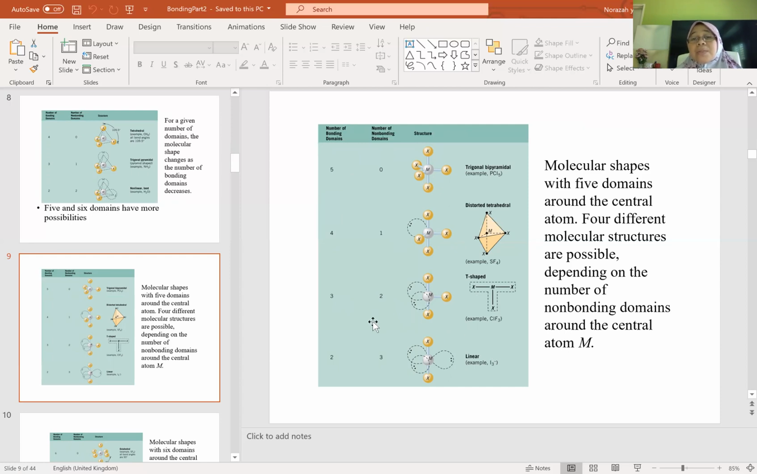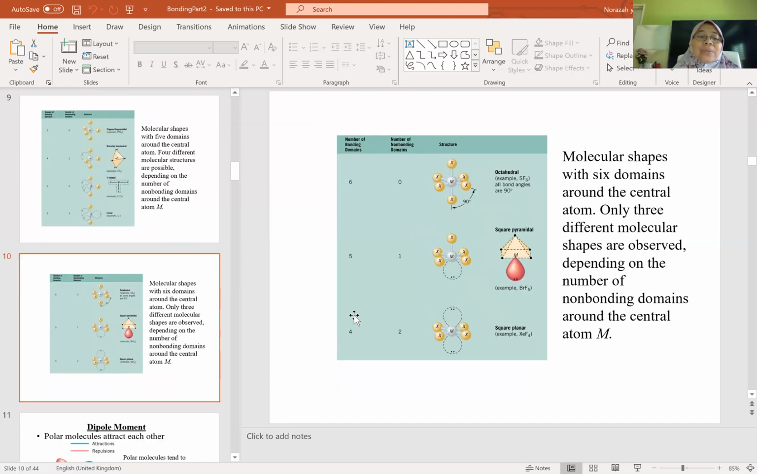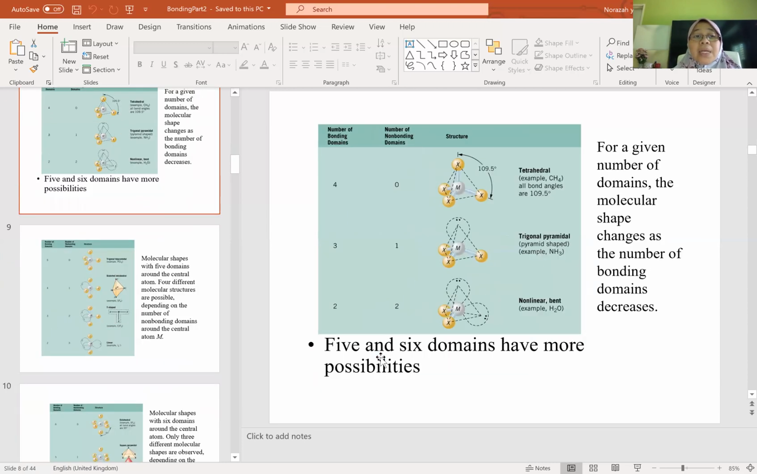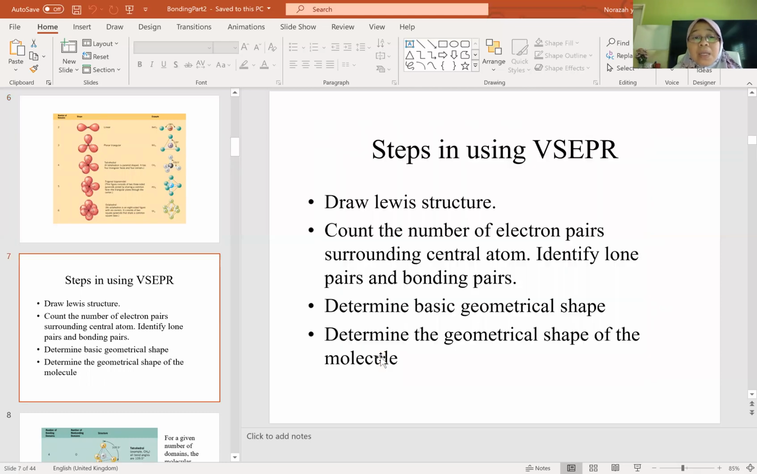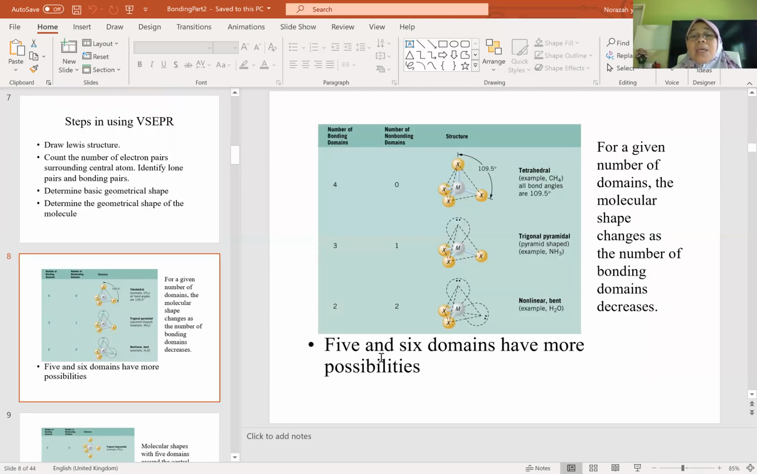So these tables you have to remember, and you have to be able to draw all these structures to be able to answer exam questions. Now you have 6, and 6 you can split into 5 and 1, 4 and 2, and so on. We're not going to discuss all of these. You have to look at the slides and try to relate the first table, which is the general domain. Out of these general electron domains, you split into non-bonding and bonding domains, and see what the actual molecular structure is.